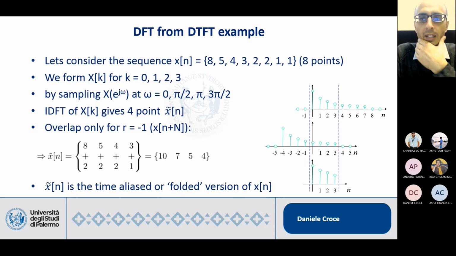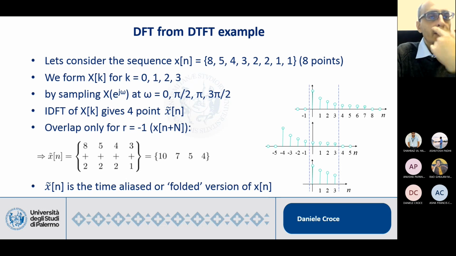Okay? So let's consider the sequence x of n that has these certain values over 8 points. Outside the interval between 0 and 7, the sequence is 0. Okay? So we form the sequence capital X of k, the discrete Fourier transform, only on 4 points. We choose capital N equal to 4. So k goes from 0 to 3. Okay?